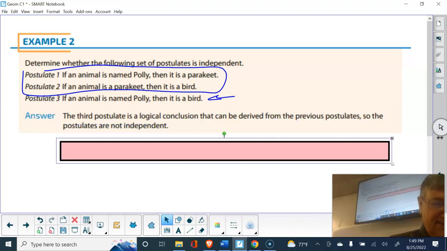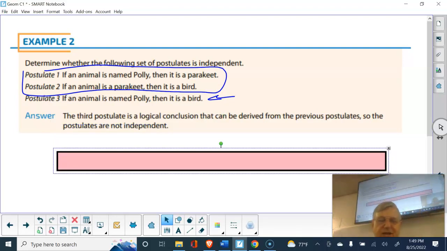Come on! All right, the third postulate is a logical conclusion that can be derived from the previous ones. So the postulates are independent. Yeah, just what I thought. We don't really need the third one. So again, with a postulate, you want as few as possible. You don't want extra. All right, again, that can be tricky.